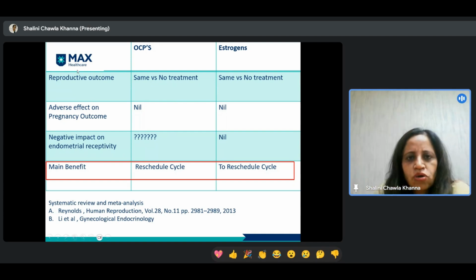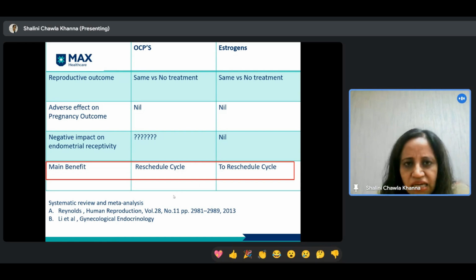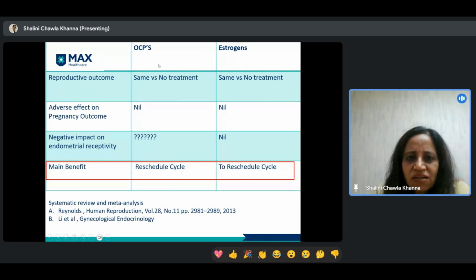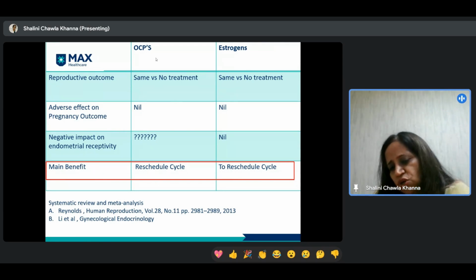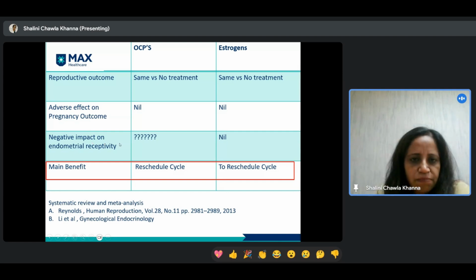The main role of OCPs and estrogens is basically to reschedule the cycle. Suppose a patient is coming from a far off country or from another state and has booked tickets, you need to plan. So the main role is only this: OCPs and estrogen are to reschedule the cycle. Moreover, in this advanced era of vitrification, we are not that worried about using OCPs in the cycle prior to stimulation as a pre-treatment, because the majority of us are moving towards the frozen embryo cycle, where there is probably no danger of negative impact on endometrial receptivity.